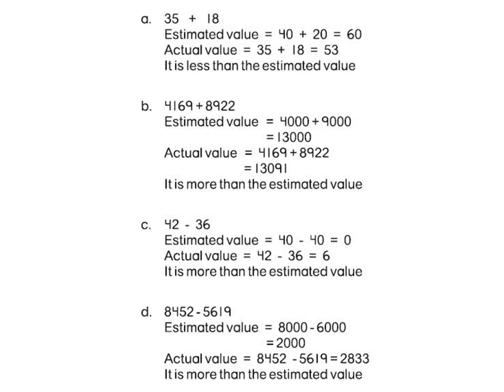Concentrate on answer number C, 42 minus 36. The estimated value of 42 is 40, and the estimated value of 36 is also 40. So the estimated value will be 40 minus 40 equal to 0, and the actual value will be 42 minus 36 equal to 6. So actual value is more than the estimated value. Likewise, the other problems are also solved.